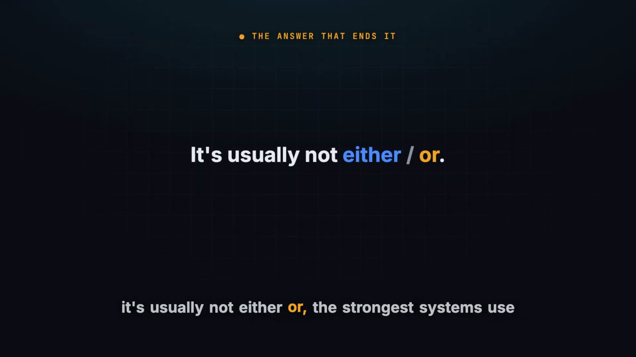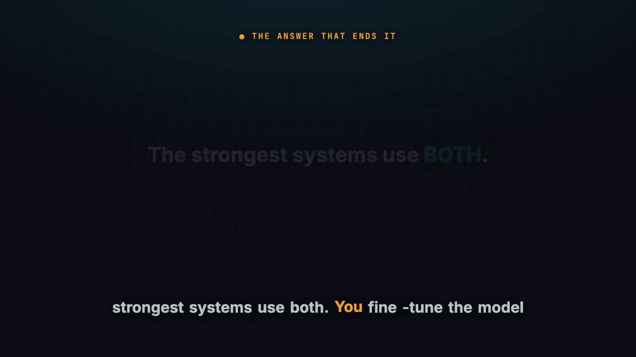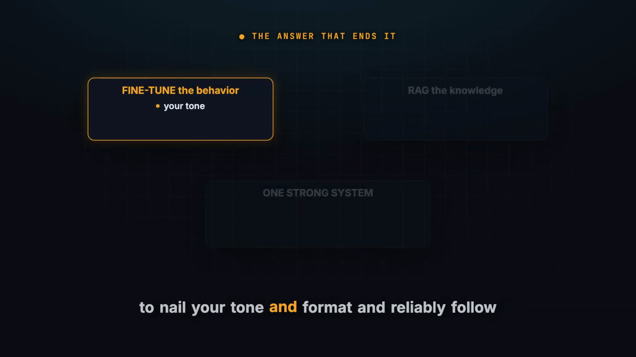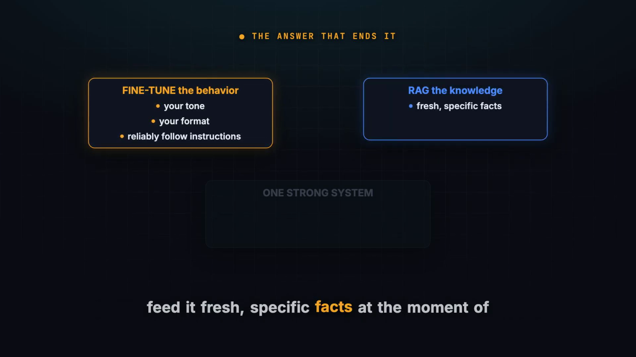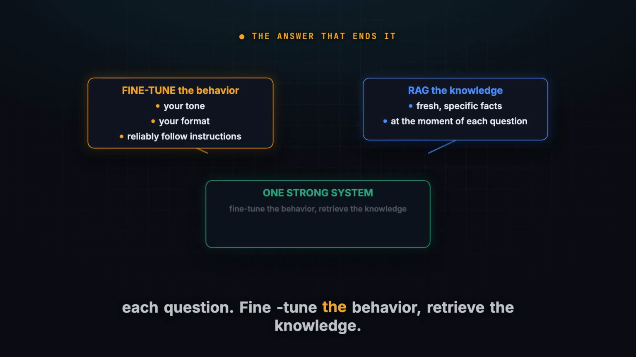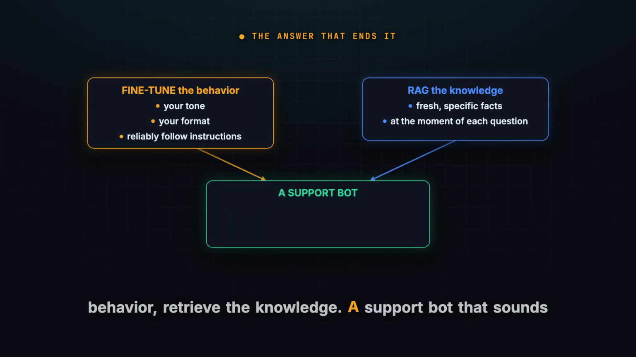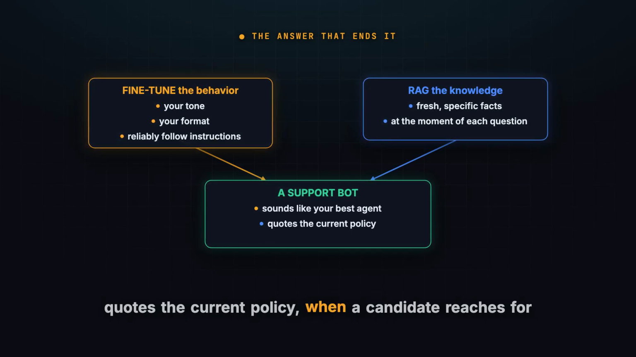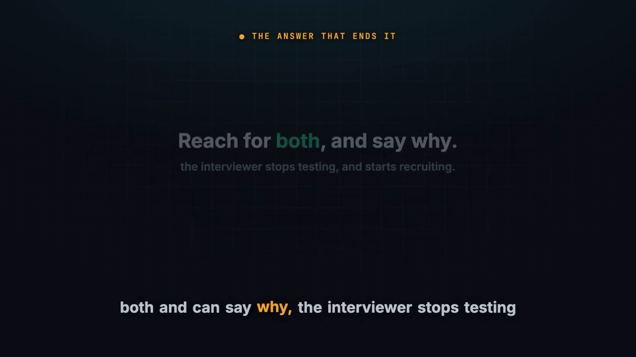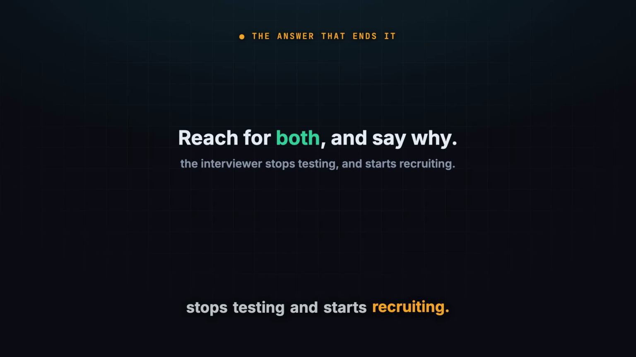And the answer that actually ends the interview? Recognizing it's usually not either or. The strongest systems use both. You fine-tune the model to nail your tone and format and reliably follow instructions, and you use RAG to feed it fresh, specific facts at the moment of each question. Fine-tune the behavior, retrieve the knowledge. A support bot that sounds exactly like your best agent and always quotes the current policy. When a candidate reaches for both and can say why, the interviewer stops testing and starts recruiting.